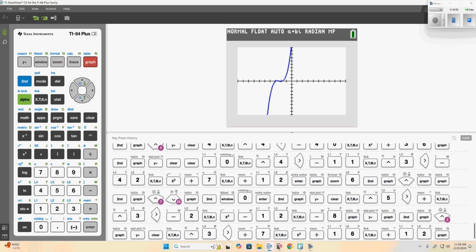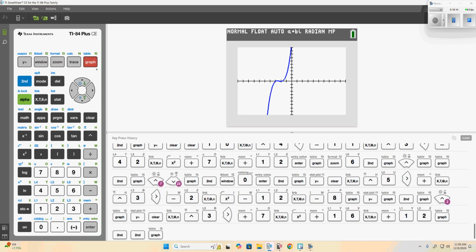So you get something that looks like this here. At the top, top right. It's like right under the screen. Yep. Let's go second graph.